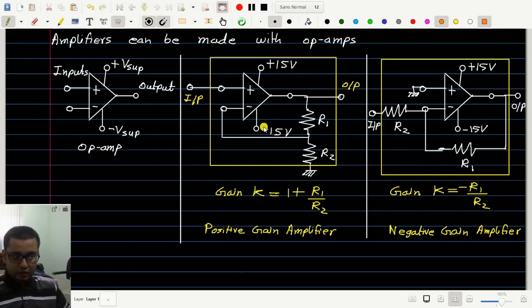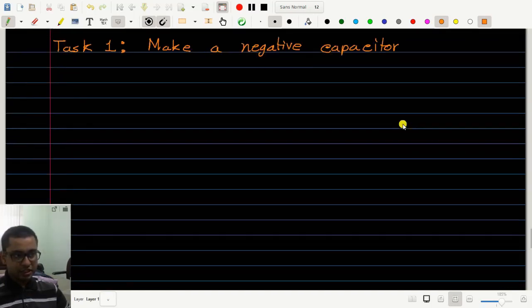Now let me give you your assignments related to this experiment. I have shown you how to make amplifiers using op-amp in LTSpice. Therefore, now using amplifiers, you can make either a negative impedance converter or a gyrator circuit. You can use LTSpice or Simulink or your favorite circuit simulator application. Your first task is to make a negative capacitor.